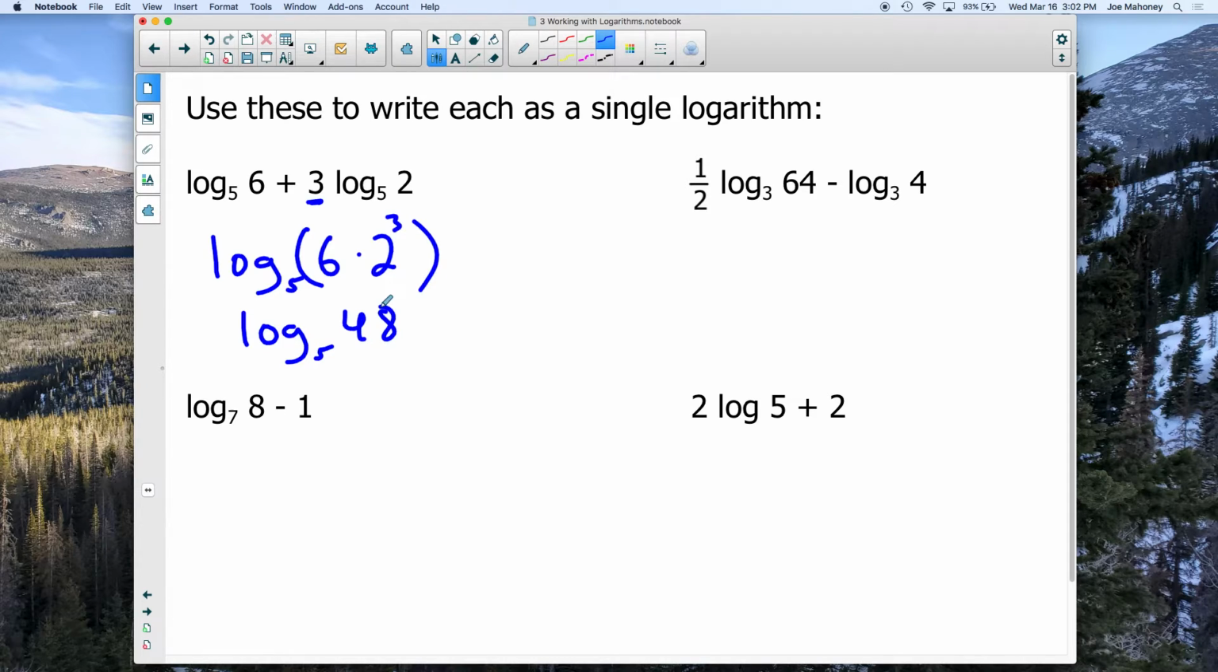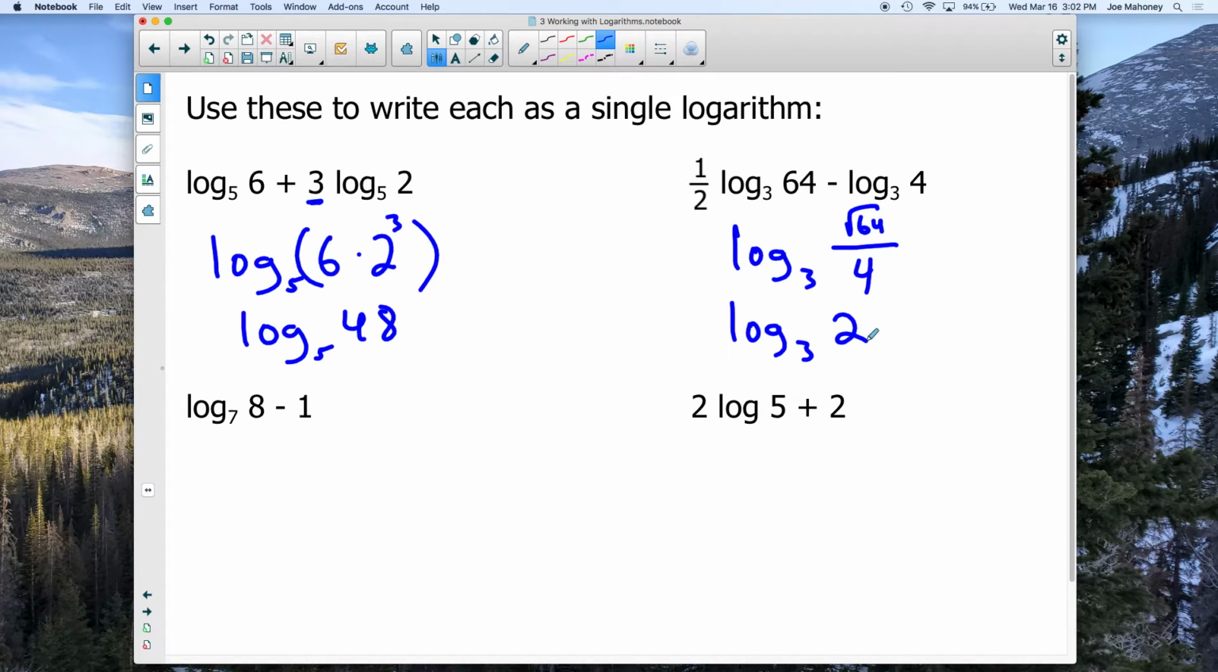And if we do the same with the second one, maybe we notice that it's going to be some division. The 1/2 becomes the exponent, and that is a square root. So I'm going to get the log of the square root of 64 over 4, all in base 3. So I'm going to get the log of 2 in base 3. Square root of 64 is 8. 8 divided by 4 is 2.